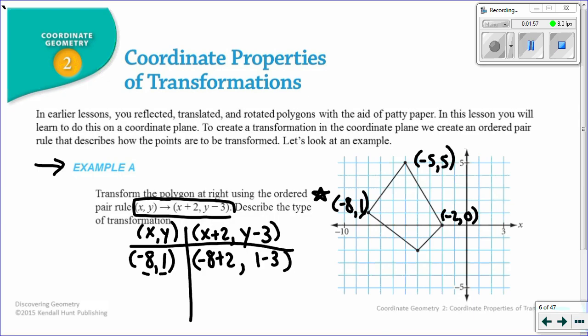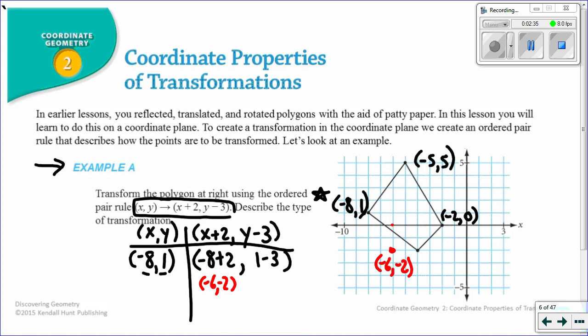So if I go ahead and simplify that, negative 8 plus 2 is negative 6, and 1 minus 3 is negative 2. So for this original ordered pair, my new ordered pair for my transformed figure is going to be negative 6, negative 2. So I'm going to go ahead and find that. So here's my negative 8, so negative 6 and negative 2 is going to be my new ordered pair for that particular point. And I'm going to do that with every point on my graph.